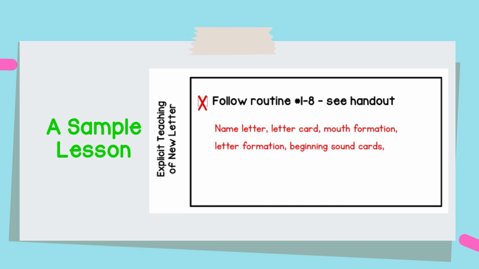In explicit teaching, I'm going to follow steps 1 through 8 in my routine of learning a letter. So I'm going to name the letter, I'm going to do the letter card, the mouth formation, the letter formation, and I'm going to use my beginning sound cards with all of that. And remember, this is going to be for the letter A.